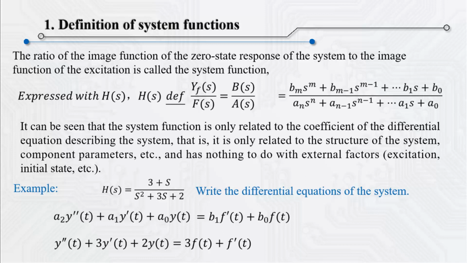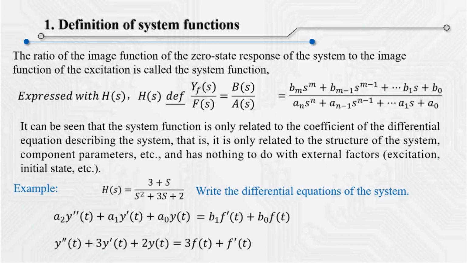Visibly, the system function is only related to the coefficients of the differential equation describing the system, that is, only related to the structure of the system, component parameters, etc., and has nothing to do with external factors such as excitation and initial conditions. So the system function and the differential equation have a one-to-one correspondence. That is, from a known differential equation we can obtain the system function, and from a known system function we can also obtain the differential equation.